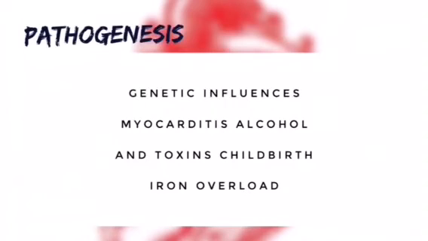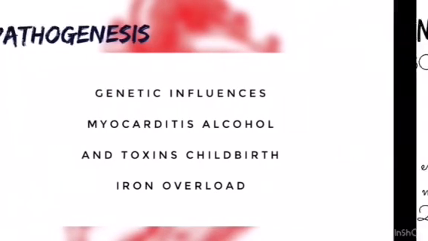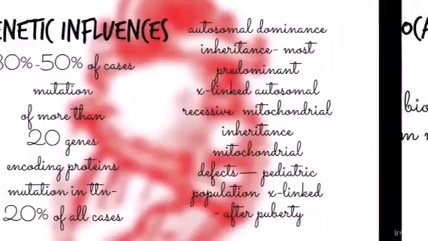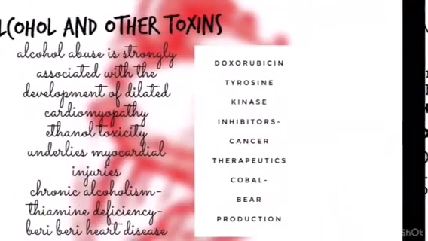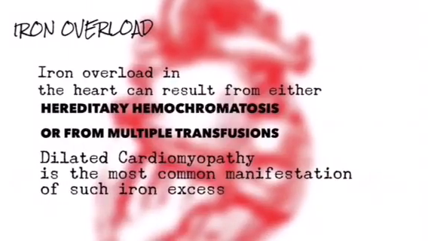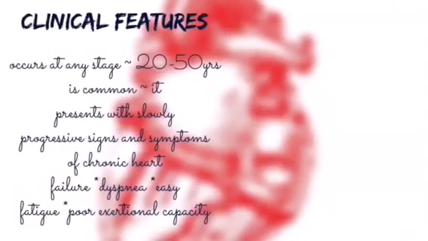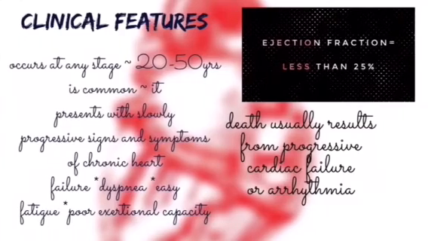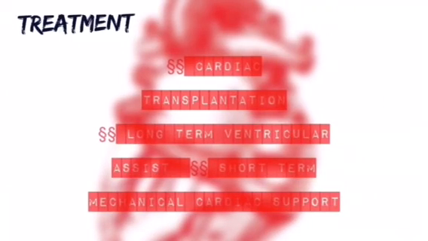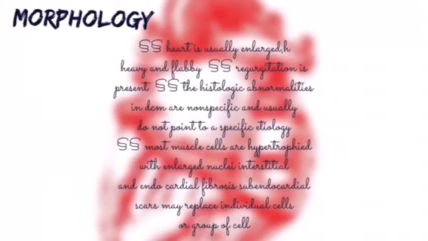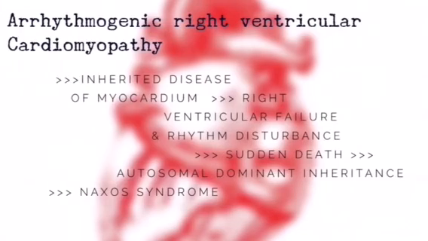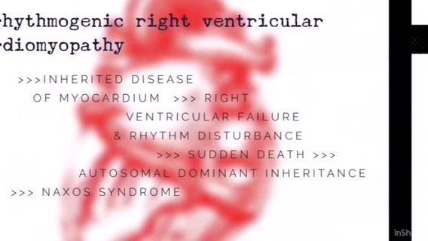Under pathogenesis, these points: genetic influences, myocarditis, alcohol and toxins, childbirth, iron overload, you should write. You should write each and every topic in detail. These toxins: doxorubicin, tyrosine kinase inhibitor, and cobalt. Next you should write the clinical features, ejection fraction, and 3 treatments: cardiac transplantation, ventricular assist, and mechanical cardiac support. Next is morphology. There is very little in morphology, and also arrhythmogenic right ventricular cardiomyopathy.